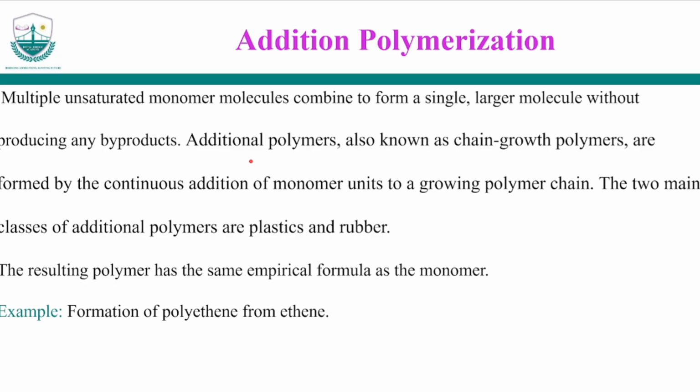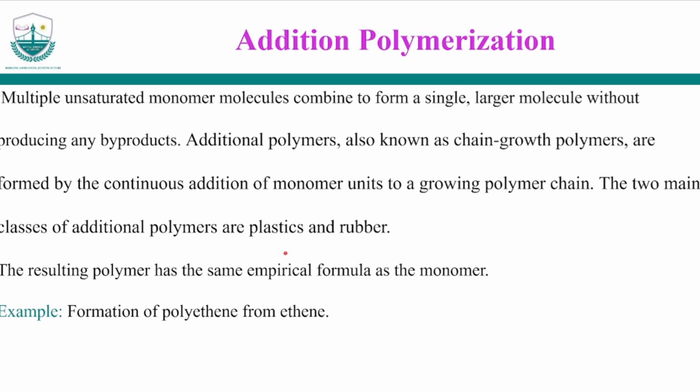Okay? Whereas for condensation, we shall see that we are combining monomers that are saturated, forming a large molecule, but we get other products. We shall look at that. So these addition polymers can also be called chain growth polymers. It's just adding the same repeating units to a growing chain. Okay, so rubber and plastics are examples of addition polymers.